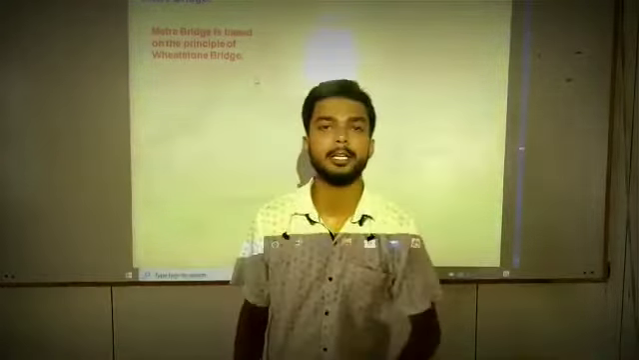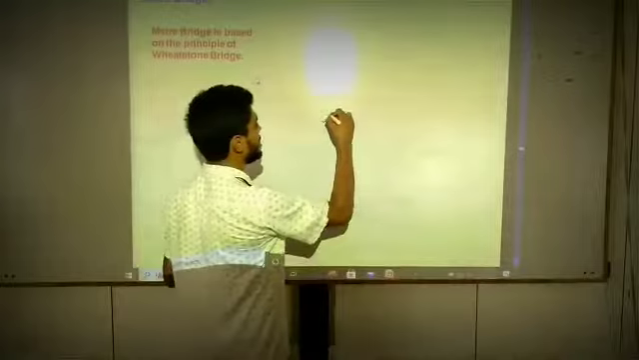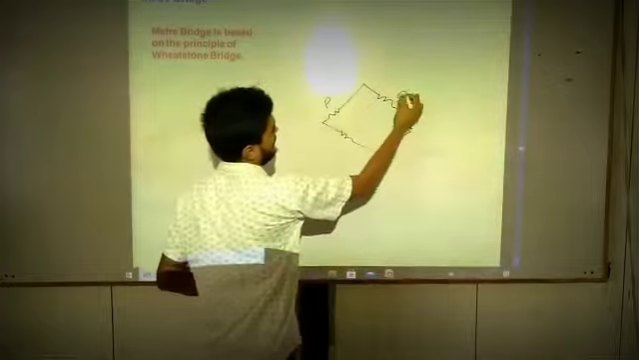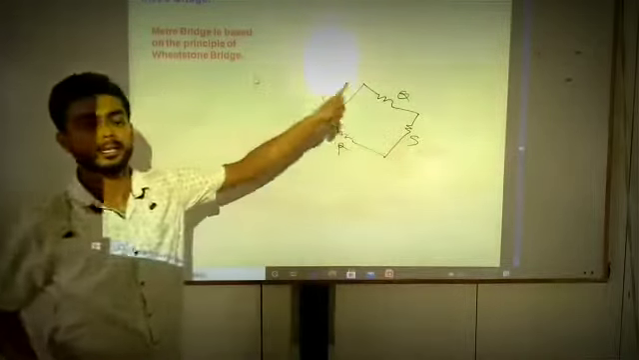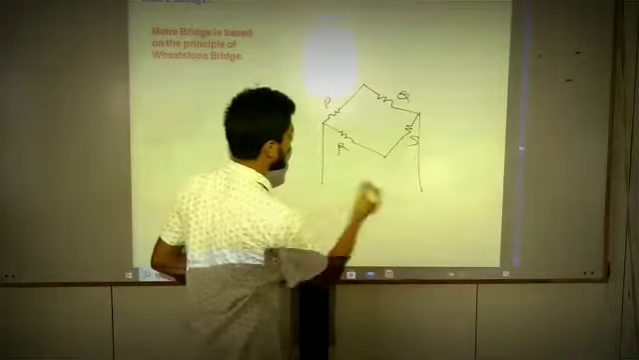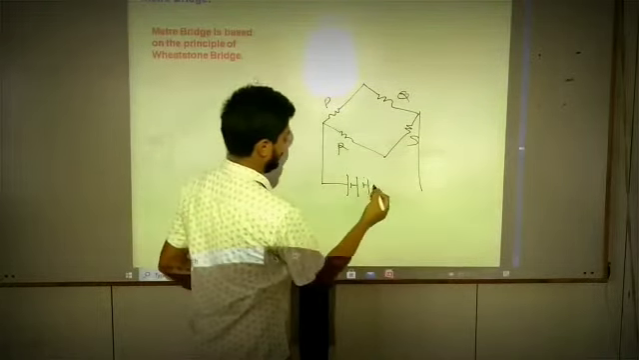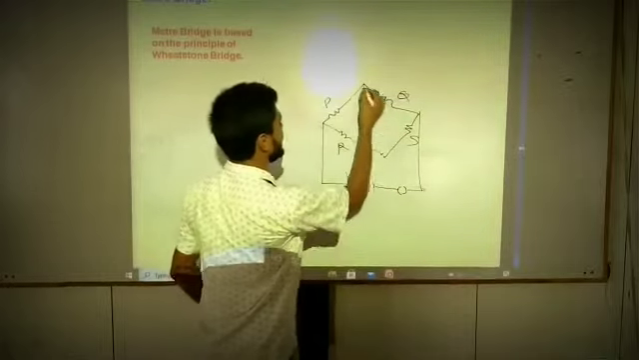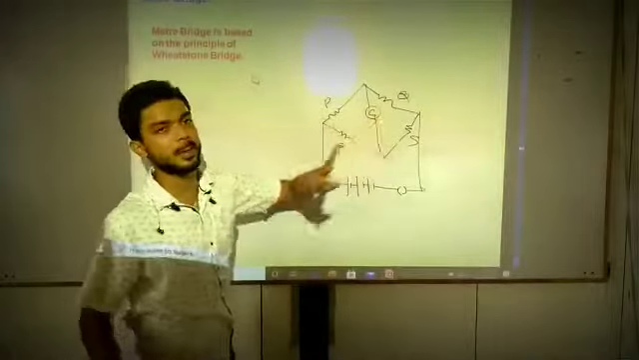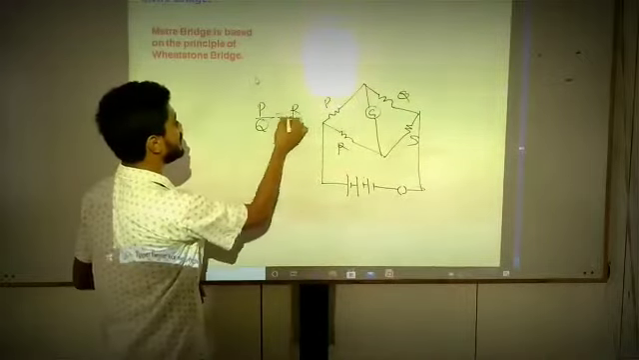We all have studied the Wheatstone bridge in our previous video. We have studied that there are four resistors P, Q, R and S connected across the arms of a rectangle or square. If two corners are connected by a battery or cell and the remaining two corners are connected by a galvanometer, then for a balanced bridge, what should be the necessary condition? P upon Q is equal to R upon S.